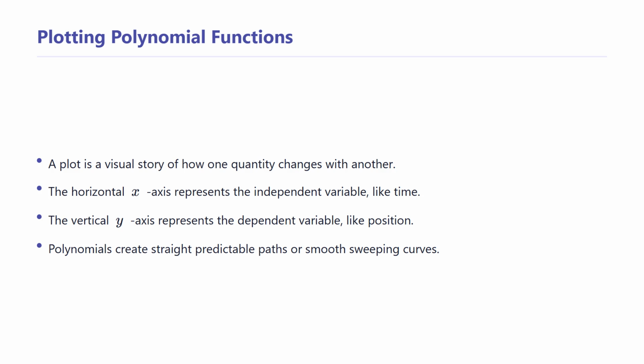The horizontal axis, usually called the x-axis, is our independent variable, like time. The vertical axis, the y-axis, is the dependent variable, like position. By looking at these shapes, we can instantly understand the relationship between two variables without ever needing to read a confusing table of numbers.